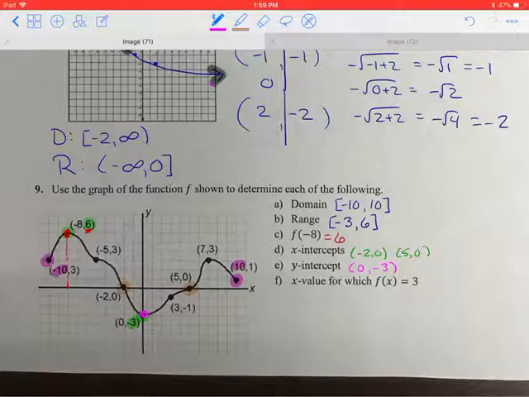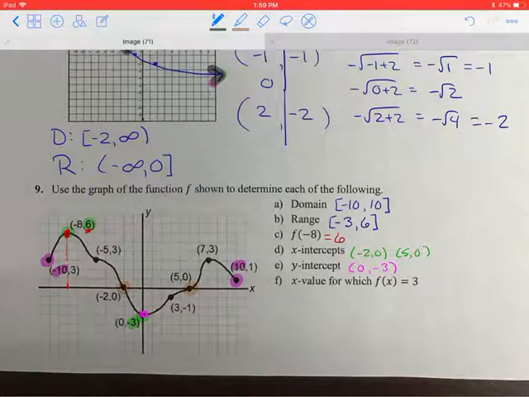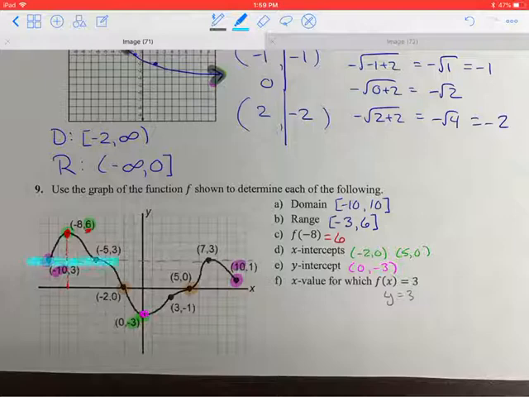Now the last one is the tricky one. Find the y value for which f of x equals 3. All right, so remember f of x means y. So I'm looking at where y is 3. If I go up 3 places on my graph, maybe I should have done this in something that's not gray. Let me do a highlighter. All right, all along here is where my y value is 3.